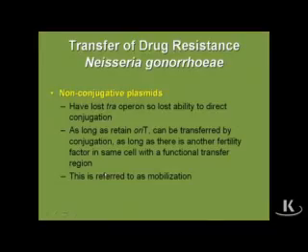Now, transfer of drug resistance for Neisseria gonorrhea. This one's a little bit interesting. It's a little bit different. We know that gonorrhea has drug resistance. Again, the protocols for treatment change all the time for Neisseria gonorrhea. But we're talking about here what's called a non-conjugative plasmid. It has lost the ability to direct conjugation. It's lost the transfer operon. But it has retained its oriT, its origin of transfer.